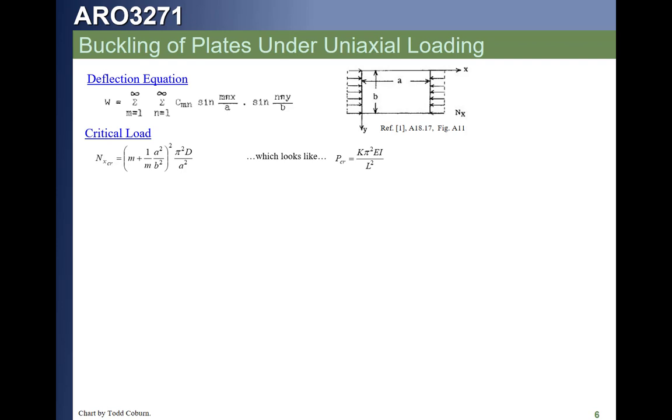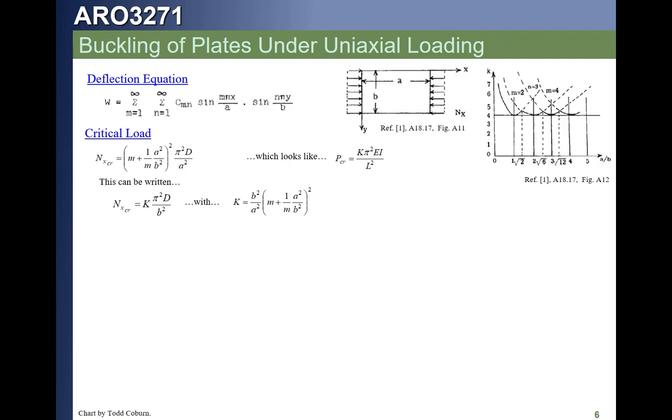We can write this in this manner. We can take all this stuff, this m plus 1 over m, a squared over b squared, squared term, and just dump all of that into a constant K. You can see we've adjusted this a little bit, so now we've dropped that b squared into the bottom, so that a squared went into that K, where K is written as we see here.